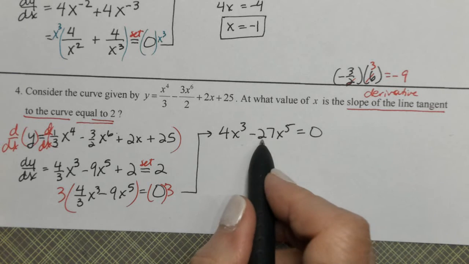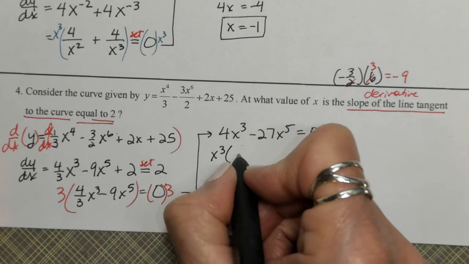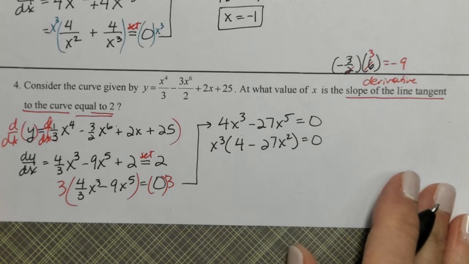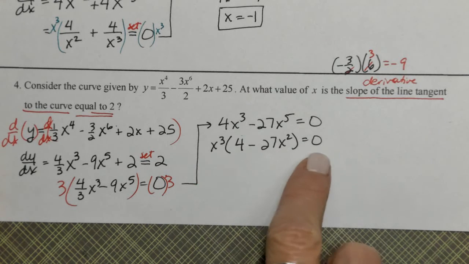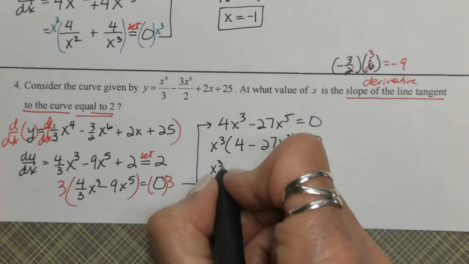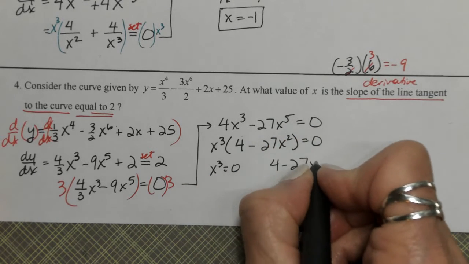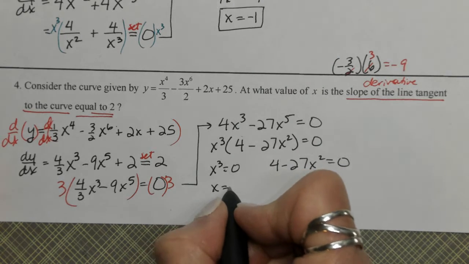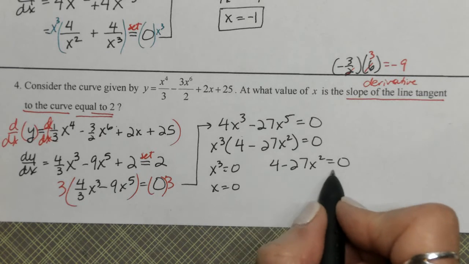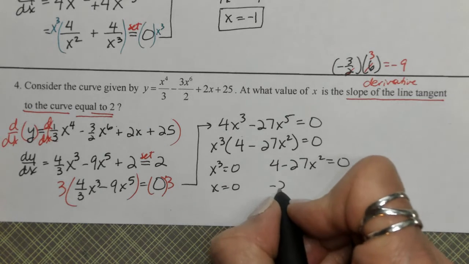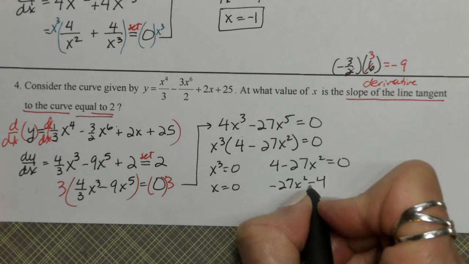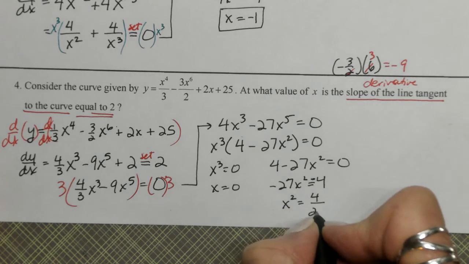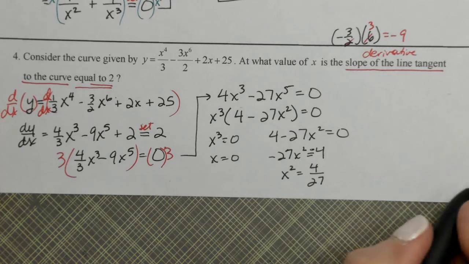To solve this for x, I'm going to factor out an x cubed. So I have two things being multiplied to get a 0. So either x cubed is 0 or 4 minus 27x squared is 0. Well, if x cubed is 0, that means x has to be 0. If this is 0, I'm going to solve this for x. So I'm going to subtract the 4 on both sides. Oops. Divide both sides by 27. And now square root both sides.